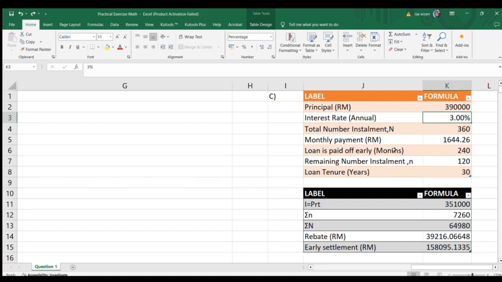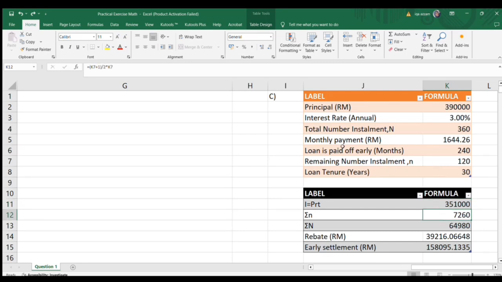Loan is paid off early at 240 months. Remaining number of installments is 120 months. And lastly, loan tenure is 30 years. Now let's look at this table. For interest, I use this formula in the Excel. I take the principal amount and multiply it by interest rate and the loan tenure, which will get me this value. Next is sum of remaining number of installments.